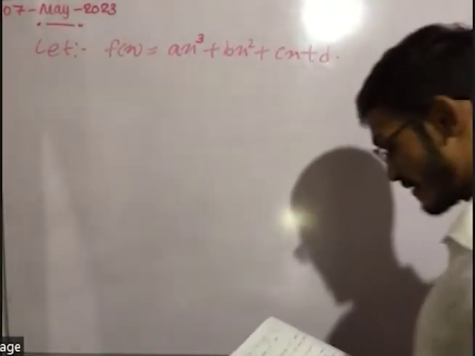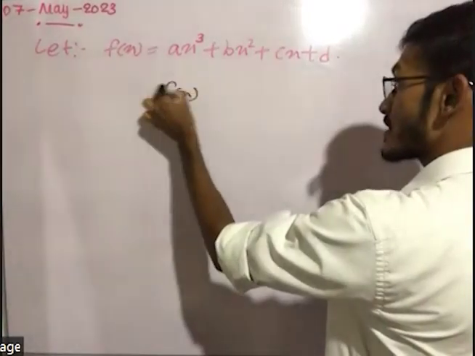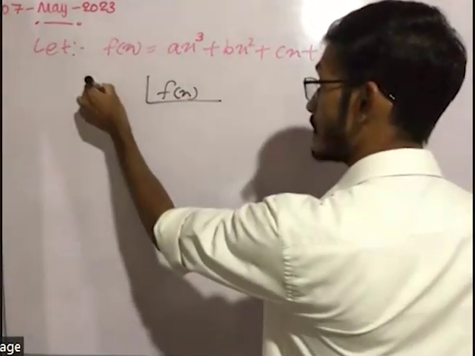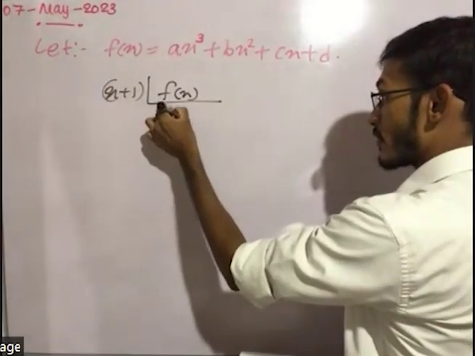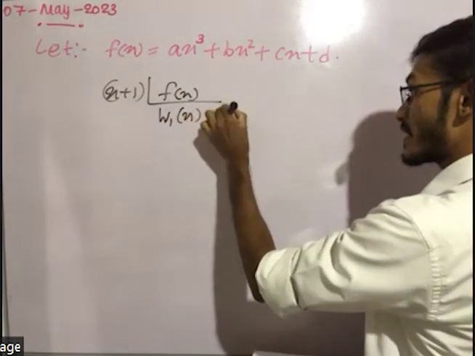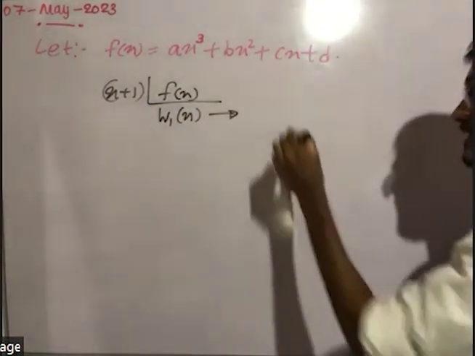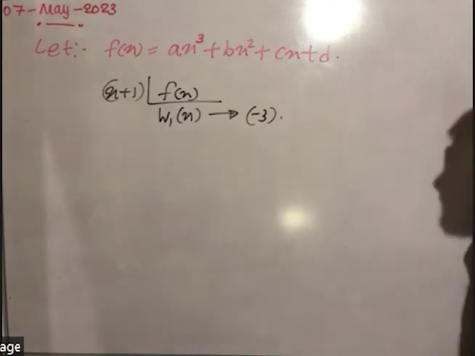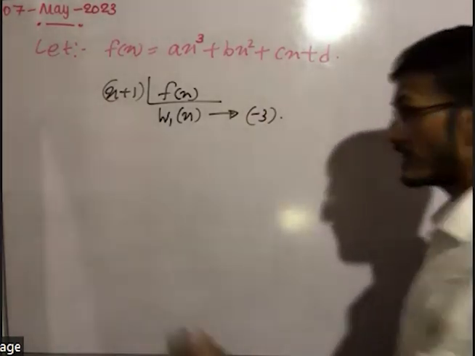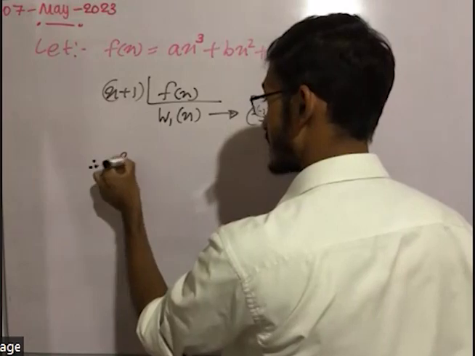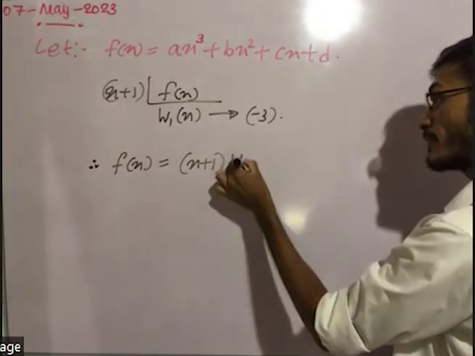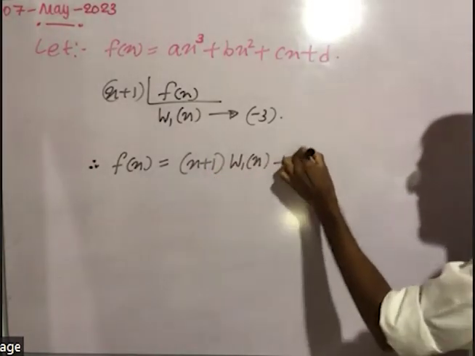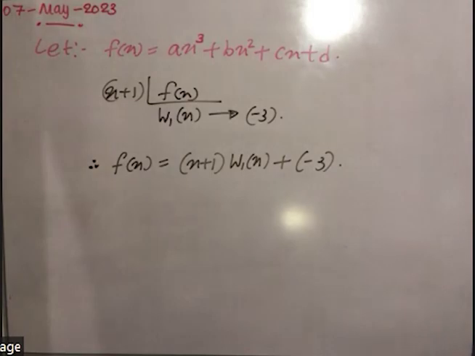So we can write down, when f(x) is divided by x plus 1, the quotient of the answer w1(x), then the remainder is minus 3, right? Then using this, we can write down the identity f(x) equal to (x plus 1) into w(x) plus the remainder minus 3. So I will take this one as number 1, right?